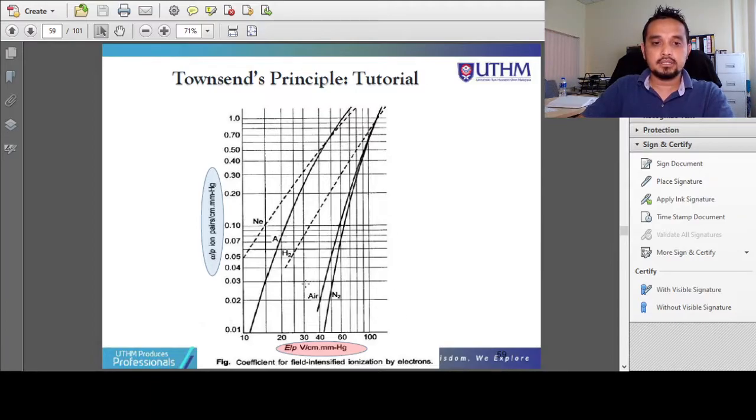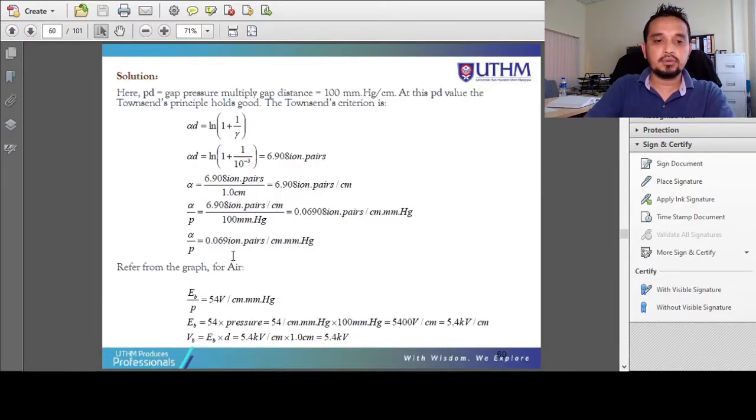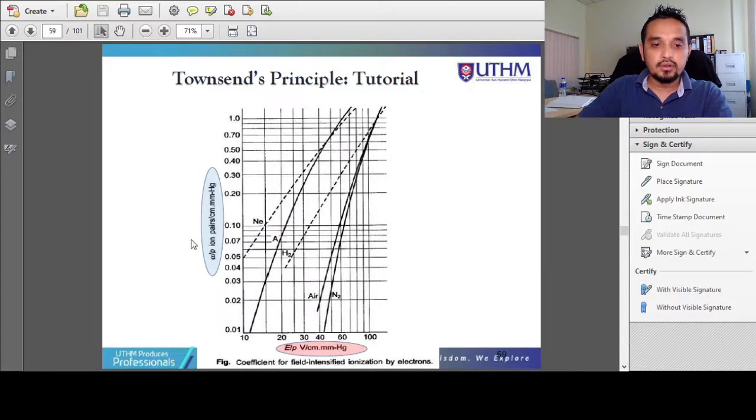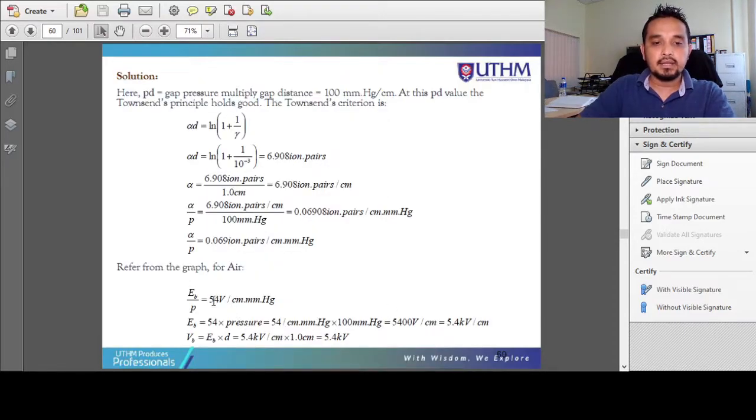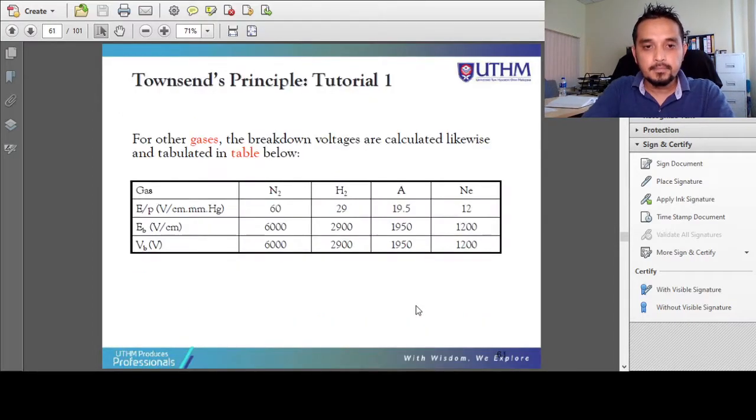So we calculated from the data given in this plot. Why did we try to calculate alpha, the primary Townsend coefficient, over the pressure? It is purely because the data given here is this one. We try to find the point on the plot and make an equation from it, which then allows us to calculate the breakdown voltage. Okay, how about for other gases?